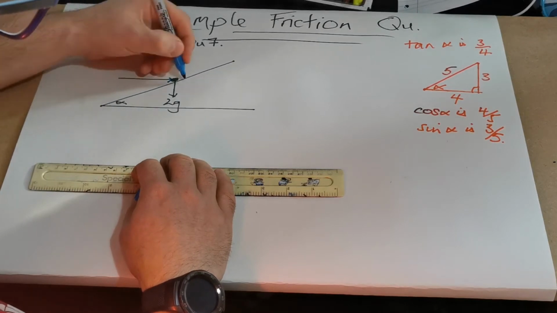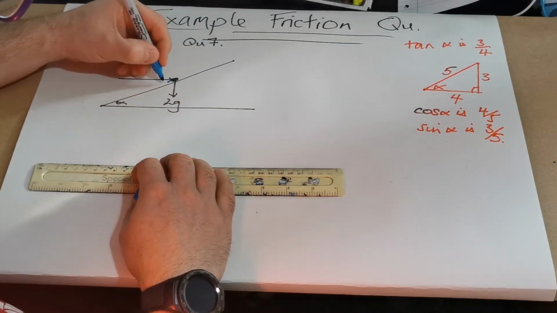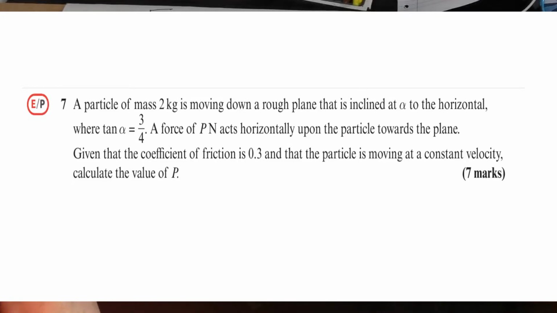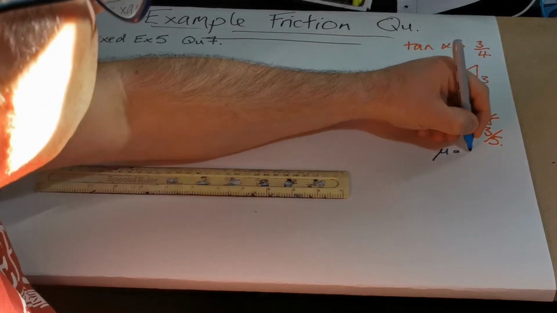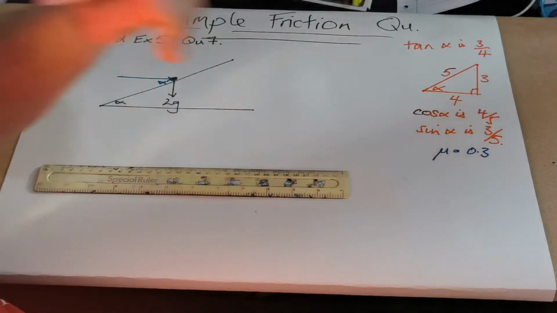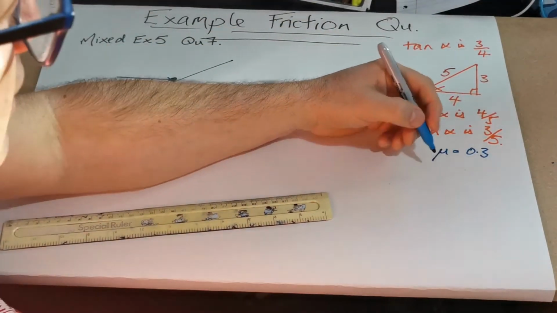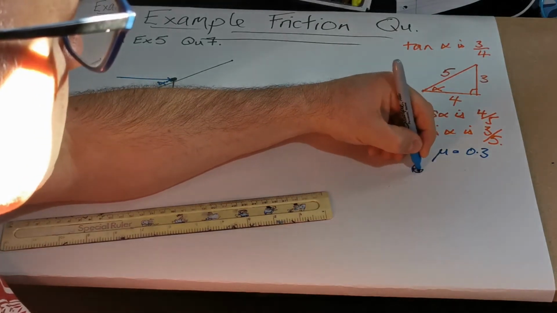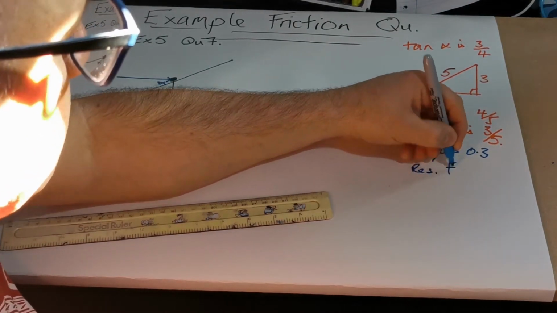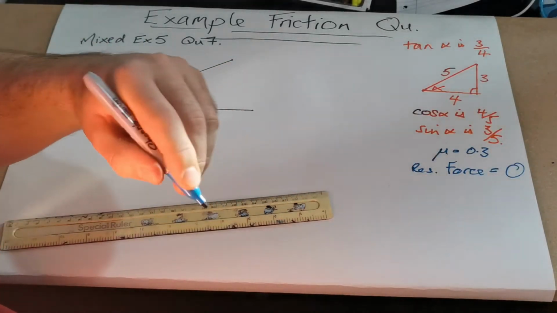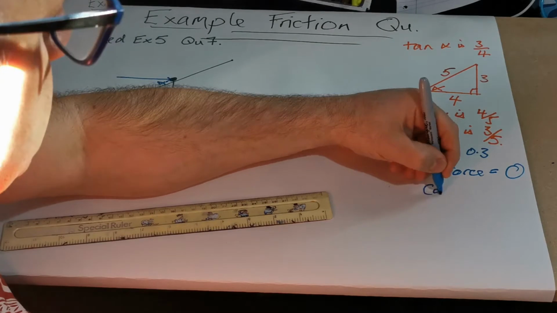Then it says a force P acts horizontally upon the particle towards the plane. And here you can see I've got the classic alternate Z angle, so that must be alpha up there too. And it says given the coefficient of friction is 0.3. It's telling me mu is 0.3, and the particle is moving at constant velocity. So if it's constant velocity, there's no resultant force. It says calculate P.